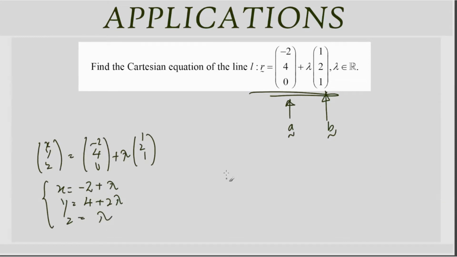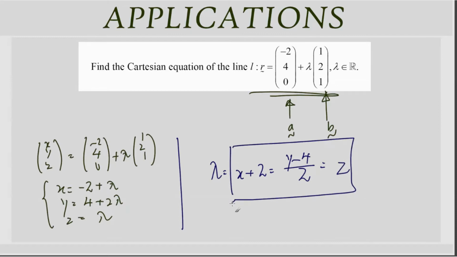And when we convert all of these into the form of r is equal to a, we need to convert all of these to the form of the three fractions as shown just now. So we have lambda is equal to, now let's start with x first, you get x plus 2, which is equal to y minus 4 over 2. That's equal to just z. Alright, so this in a sense is your Cartesian equation. It's not in a sense, it is your Cartesian equation.